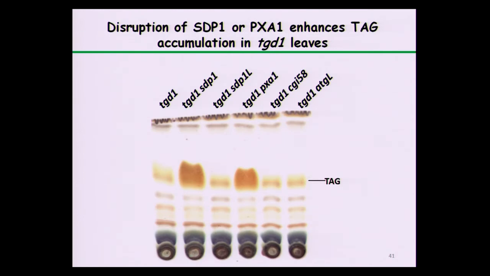So we wondered whether these two enzymes are important in TAG turnover in the TGD mutant. To test this, we use a genetic approach. We knock out the SDP1 gene in the TGD1 mutant background, or we knock out the PXA1 gene in the TGD1 background. Here is what we were very excited to see: compared with the TGD1 mutant, this always increases dramatically. We also tested other candidate genes. None of these showed any phenotype when compared with TGD1. Again, this suggests that these two are major players in TAG breakdown in leaf.